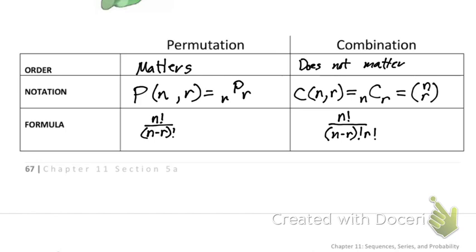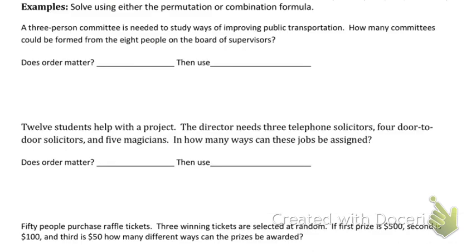All right, so that's permutation, that is combination. They seem easy on the surface, order matters, order doesn't matter, but it gets more complicated. You really have to think through a lot of these problems. So we're just going to do some together. So we have example 1. We're supposed to solve either using permutation or combination formula. Before I decide what one we're going to use, you first have to determine, does order matter? Does that affect the outcome? Or does it not matter?